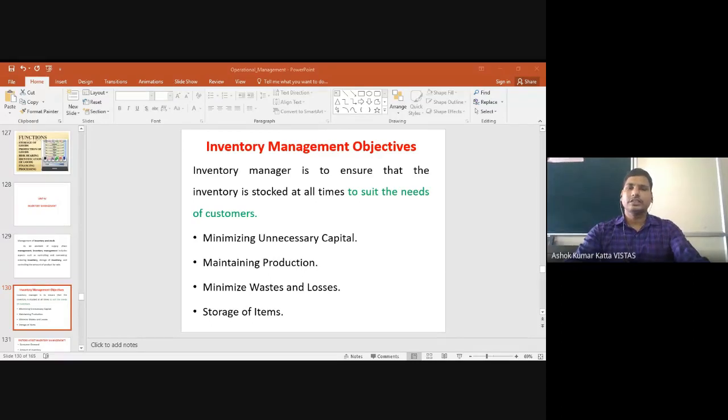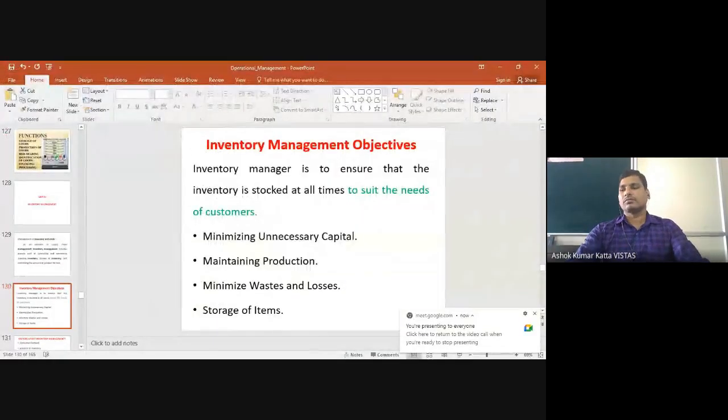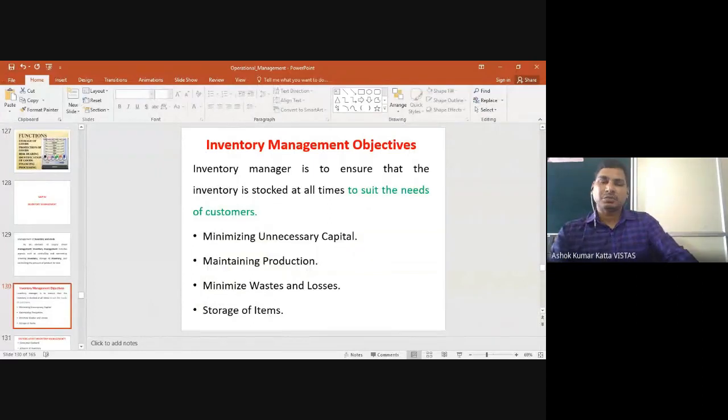Next one, storage of items. So what are we going to store? We are storing different materials. We are going to store them in warehouses, or sometimes what will happen? We are going to store perishable products.